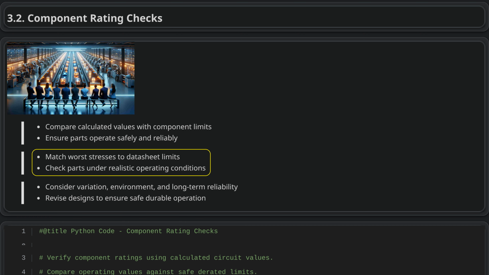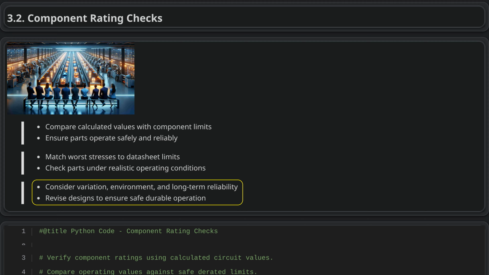Resistors are mainly limited by power and heat, capacitors by maximum voltage, and semiconductors by ratings such as supply voltage, current, and power dissipation. These checks help ensure parts remain safe under real operating conditions, including startup currents and heat buildup, not just ideal conditions.